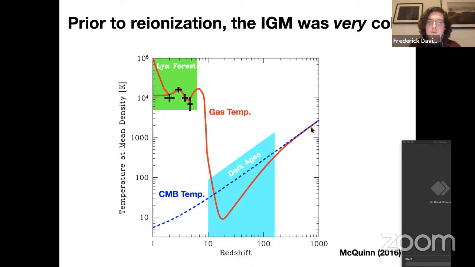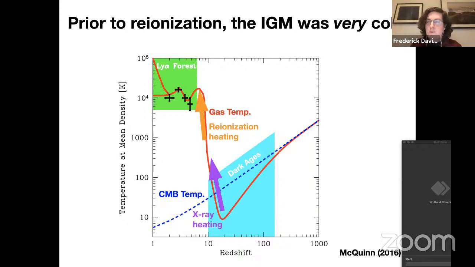It cools coupled to the CMB until about a redshift of 200 or so, and then just cools adiabatically and the temperature plummets. And it keeps plummeting until the first sources of X-rays appear in the universe. So X-ray binaries from POP3 remnants kick in and rapidly fill the universe with X-rays and modestly heat the gas up to tens or maybe hundreds or thousands of Kelvin. Then finally reionization kicks in and everything heats up to over 10,000 Kelvin, as we saw before.